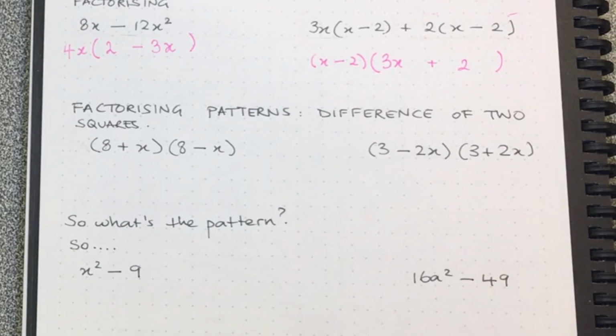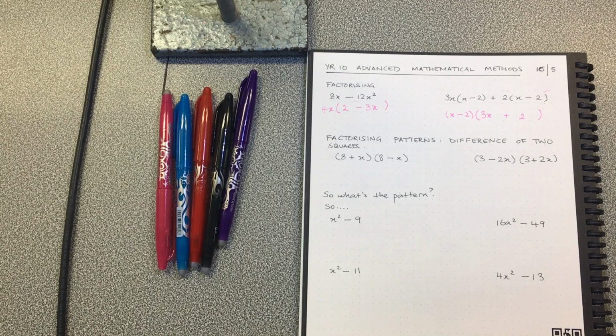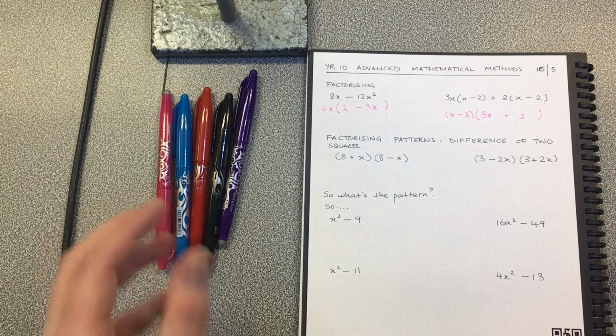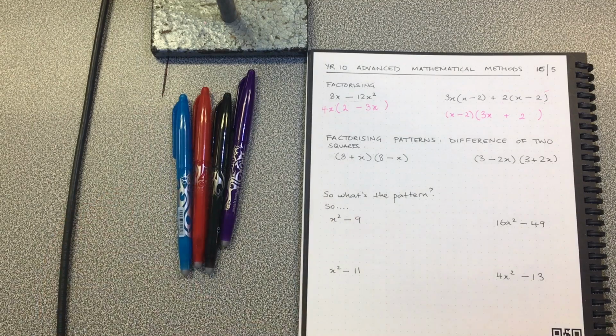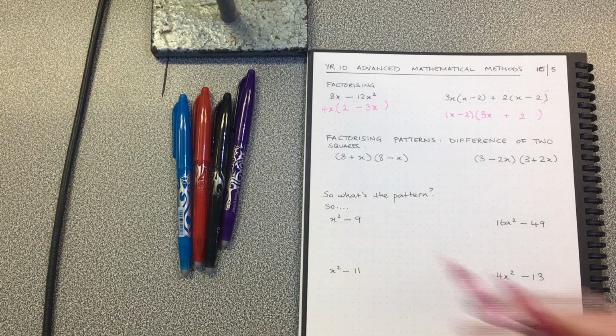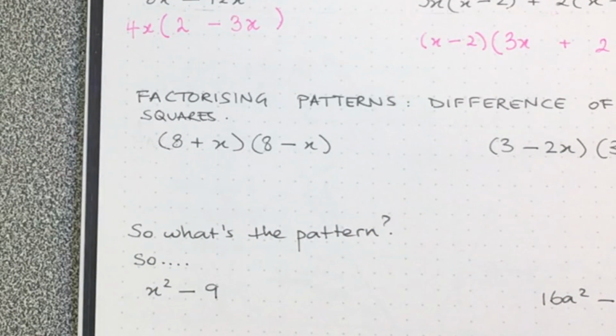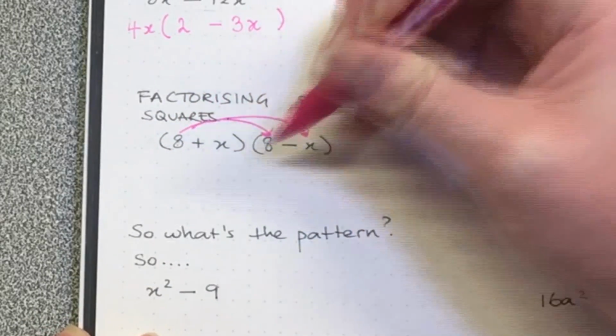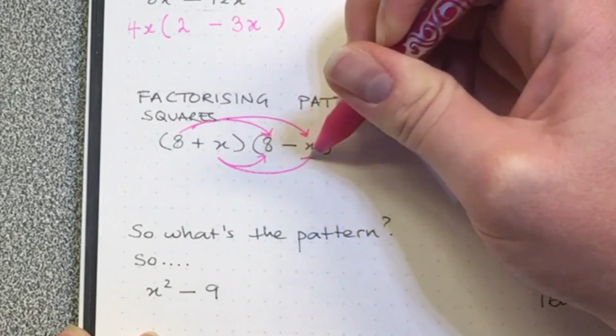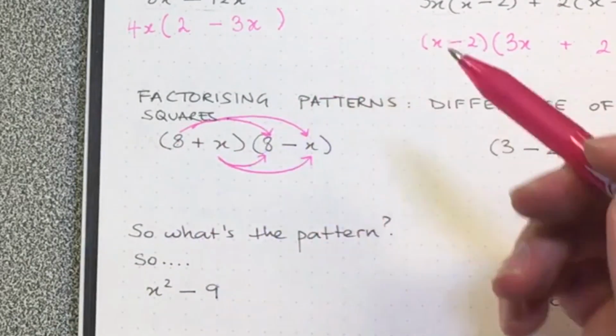Factorising patterns. For those I taught last year, I know we went through a lot of these patterns to death, but just in case, we're going to go through some of these now. This factorising pattern is called the difference of 2 squares. In order to see this, I usually like to work in reverse, so I'm going to do some expansion. I've got these 2 sets of brackets here, and I'm going to expand them as we normally would.